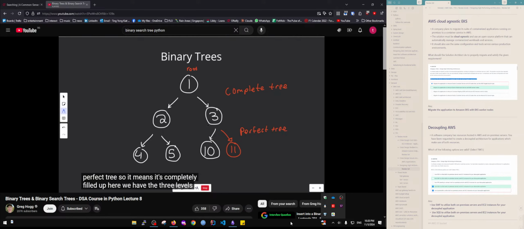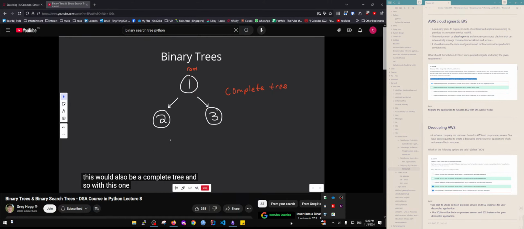So it means it's completely filled up here. We have the three levels. We have one thing here, two things here, four things here, and nothing is missing at the end. So that would be a perfect tree. What we have here is a complete, sometimes called a full tree, which means it's all the way filled up except possibly the end. We're missing something at the right side, and that's totally fine. And this would also be a complete tree as well. This would also be a complete tree. And with this one, this is a complete tree and it's a perfect tree. But then if you have this here, this is not a perfect tree, but it is complete.